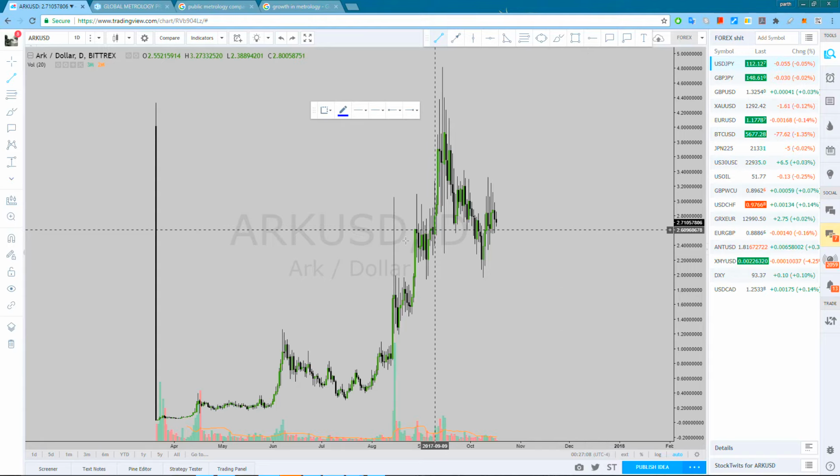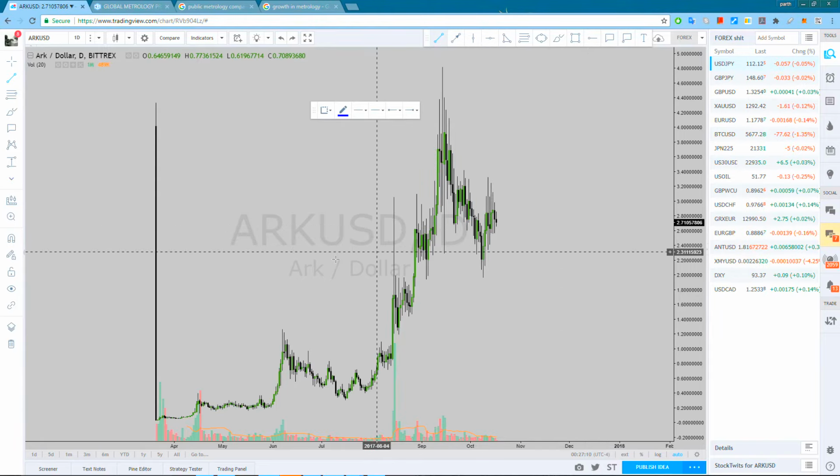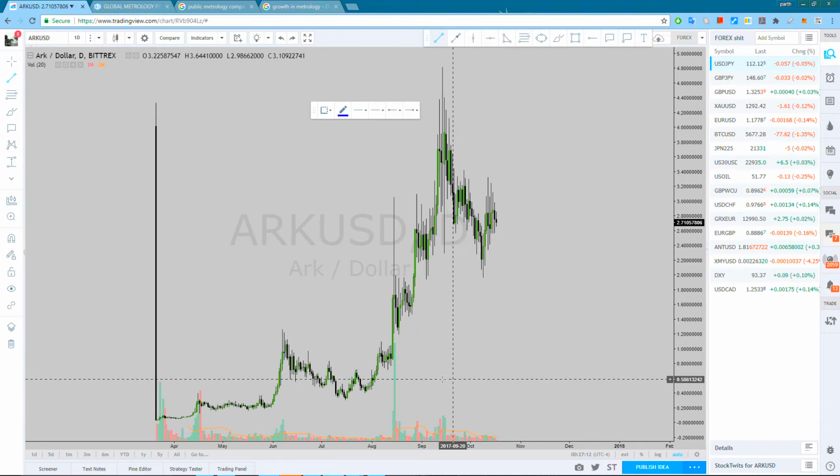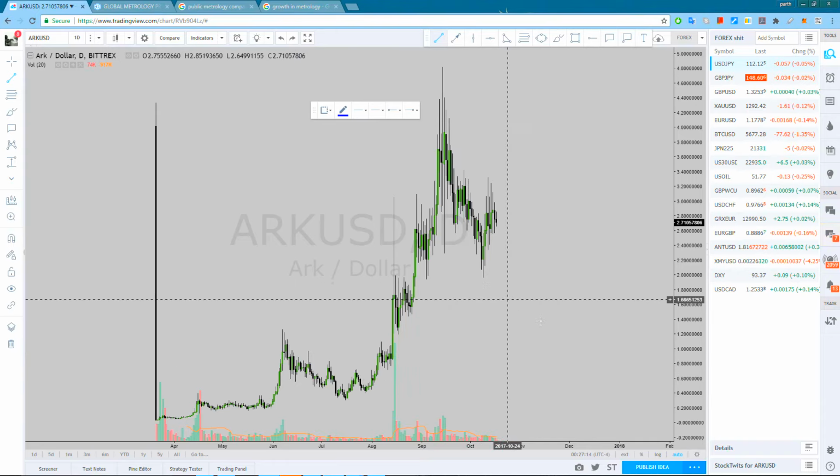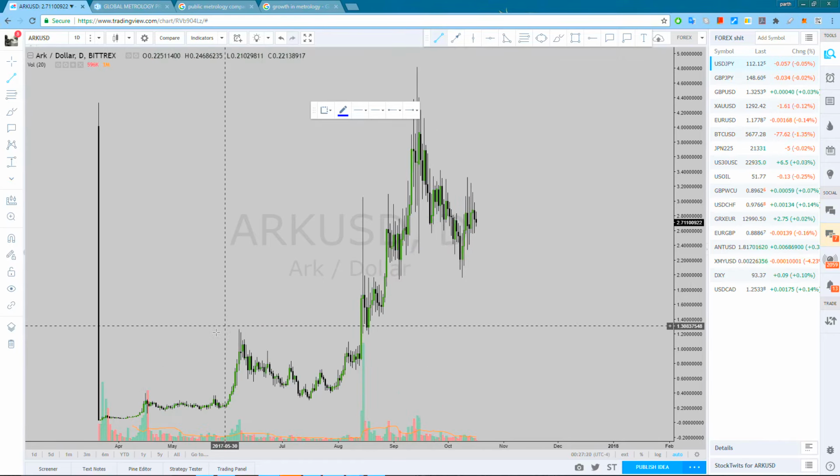Today we're going to be going over ARK USD, the cryptocurrency known as Ark. Let's go ahead and get right into it. First we're going to start off by analyzing the long-term picture on Ark.